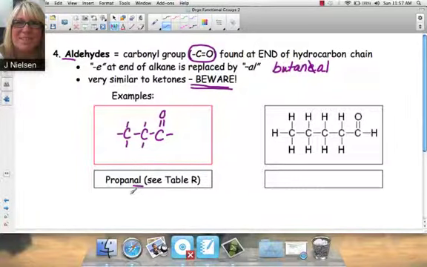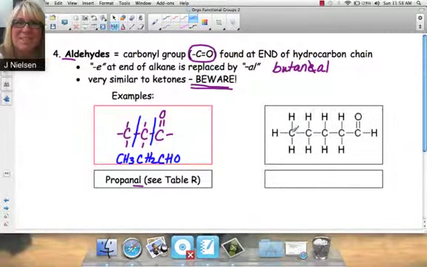Now when you look at your reference table, the example is probably written in the condensed formula. Remember how we write the condensed formula. You simply break it apart where the C's are. So this would be CH3, CH2, and then CHO.